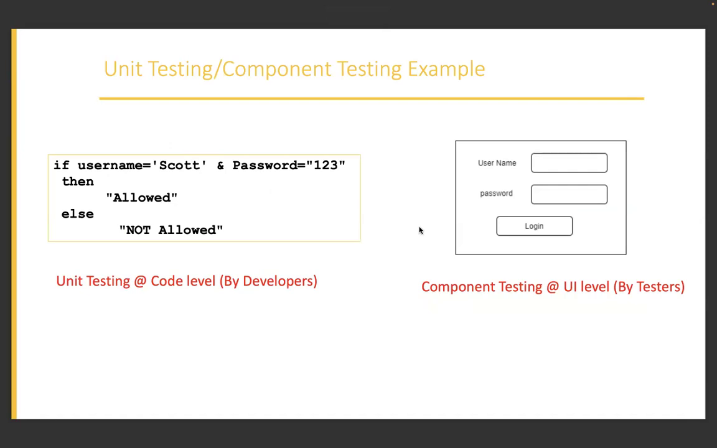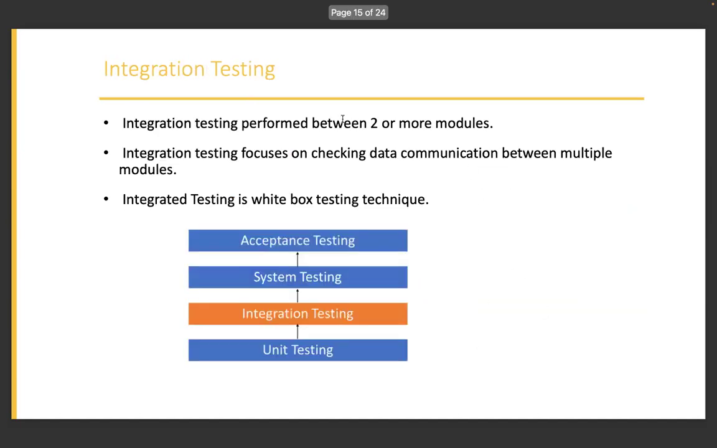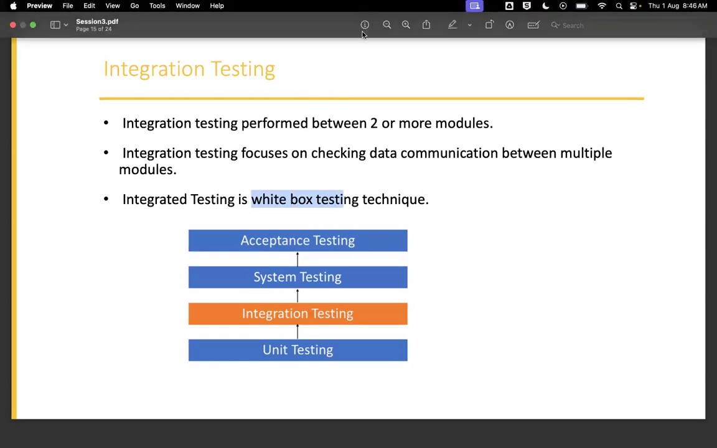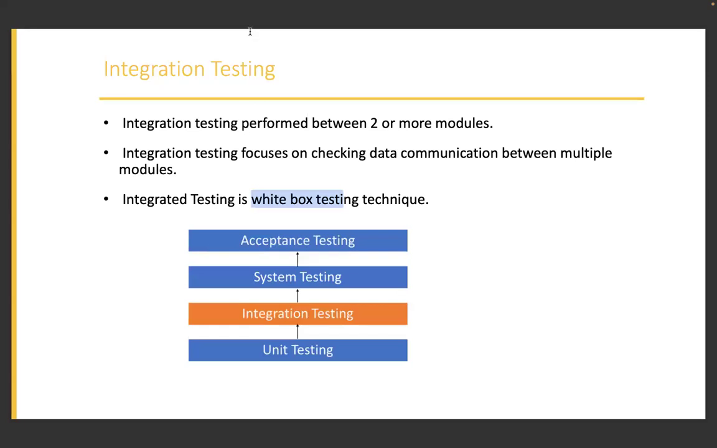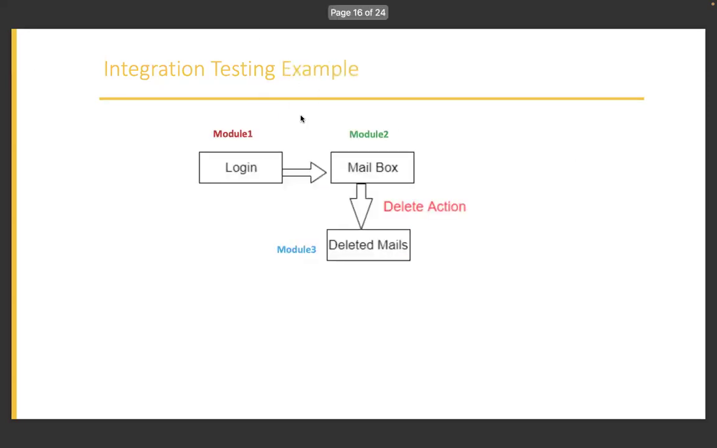Over here you can see one diagram wherein we have the UI level as well as the code level. So code level will be done by developer and UI level will be done by the actual QA people. Integration comes under again white box, guys, and here the logic is we will make sure the communication is happening correctly between different modules. Okay, so that comes under integration testing.